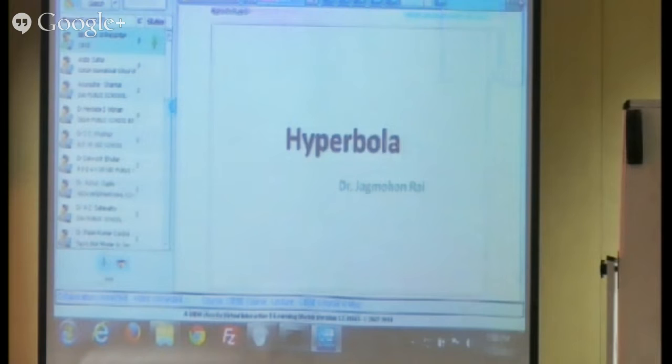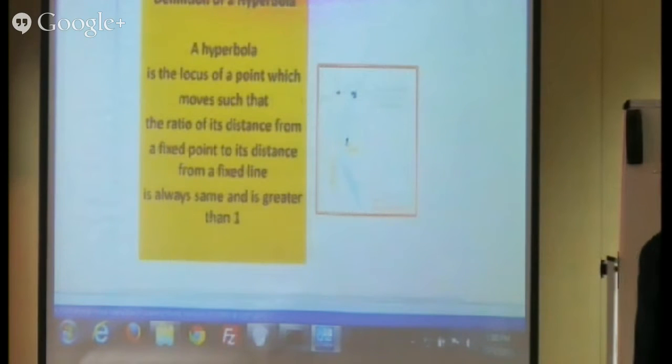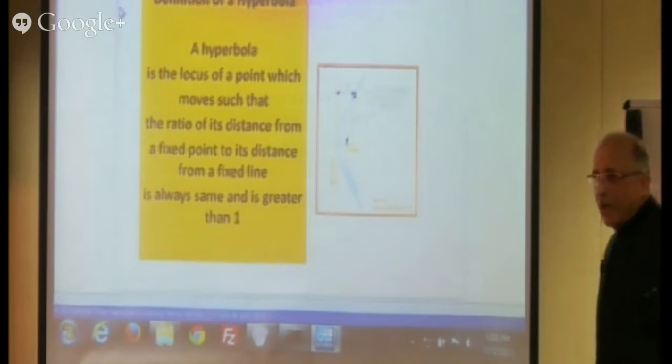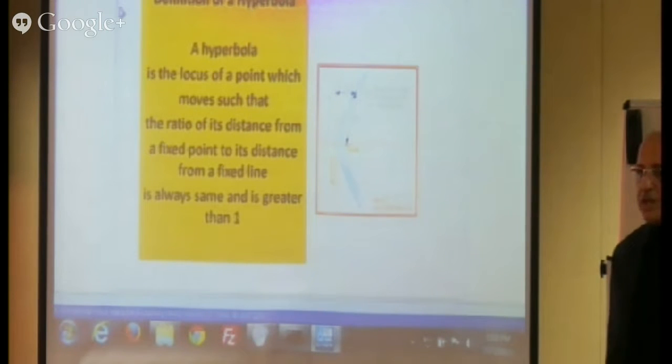All of you know what is the equation of hyperbola? It is x square upon a square minus y square upon b square is equal to 1. This is the most standard form of hyperbola, and as you can see here, it is the locus of a point which moves such that the ratio of its distance from a fixed point is always constant to its distance from a fixed line.